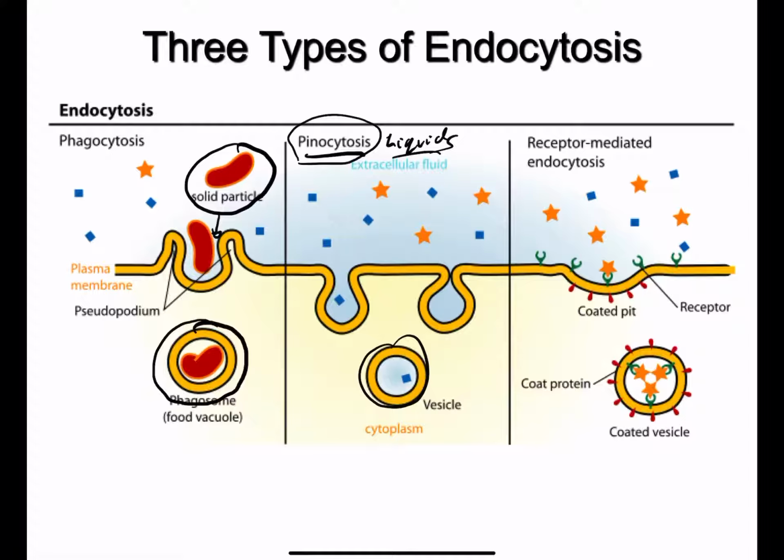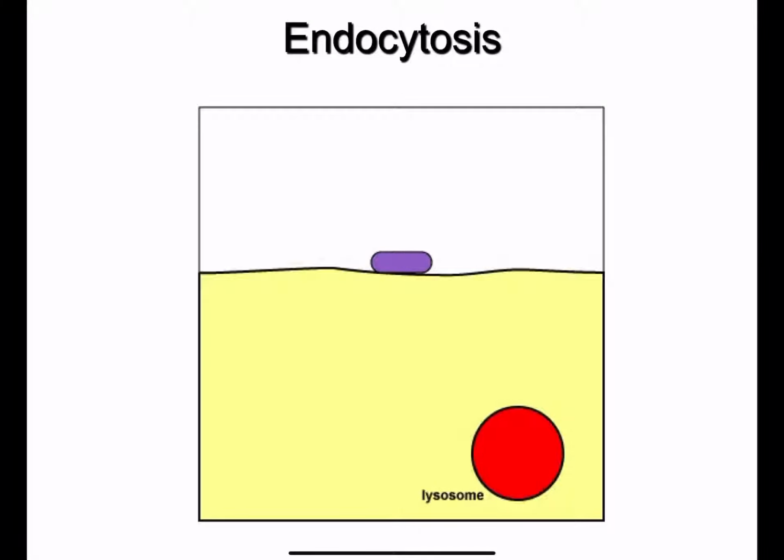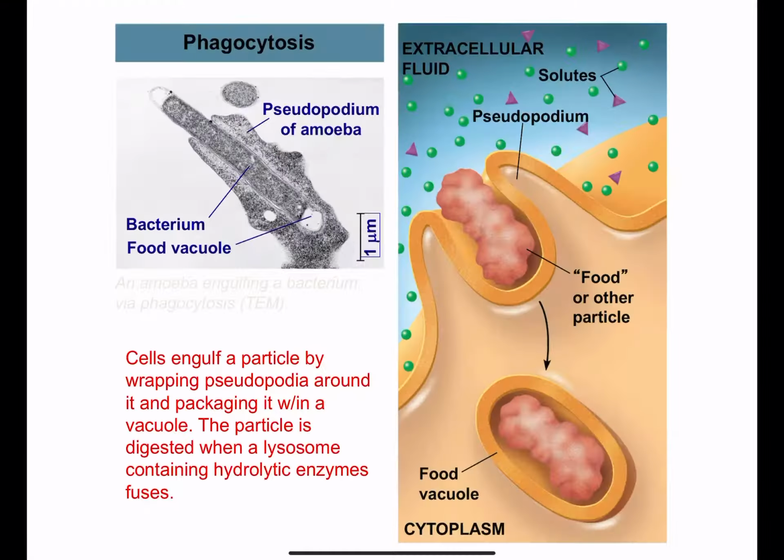Receptor-mediated endocytosis is just showing you that if this is a receptor protein right here, it is specific. So this by far is the most specific type. Depending on the type of receptor protein, it binds to the specific molecule, and then that molecule is now inside the cell. So just know that you're letting things inside the cell via endocytosis.